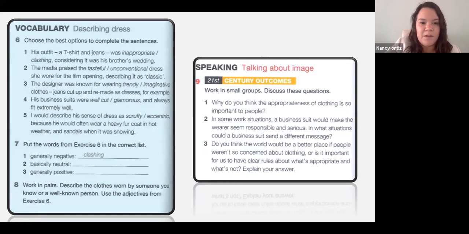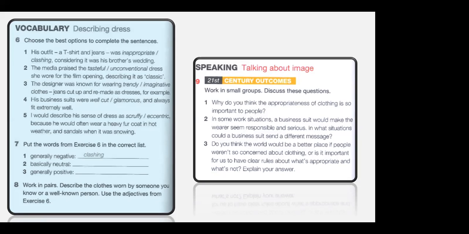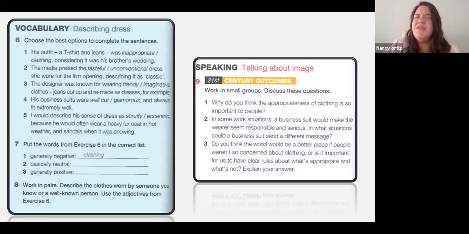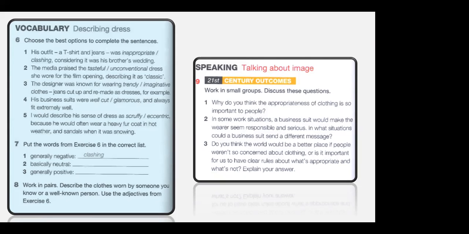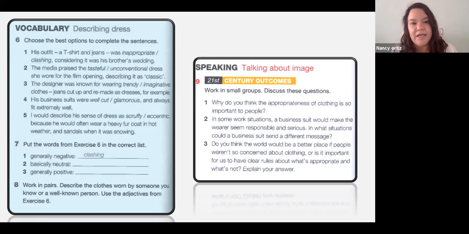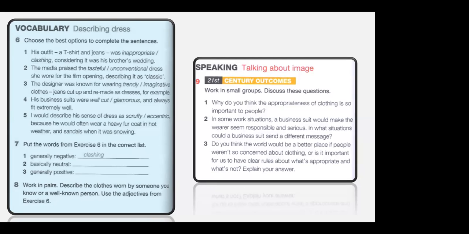Next one. His business suits were well blank and always fit extremely well. Well cut. What do you think is the meaning of well cut in clothes? Like hecho a su talla. Exactly, that fits perfectly, not big. Well cut: the exact size you need, the exact measurement of the sleeves, all of that is well cut. Number 5, I would describe his sense of dress as blank because he would often wear a heavy fur coat in hot weather and sandals when it was snowing. Eccentric. Very good.